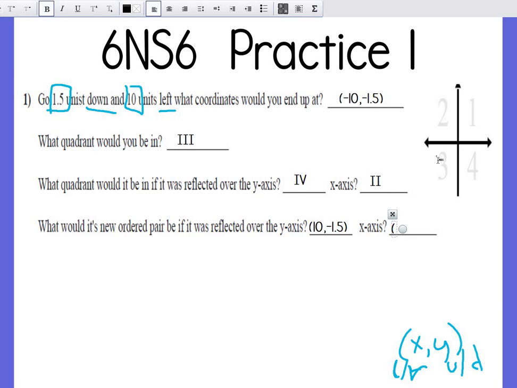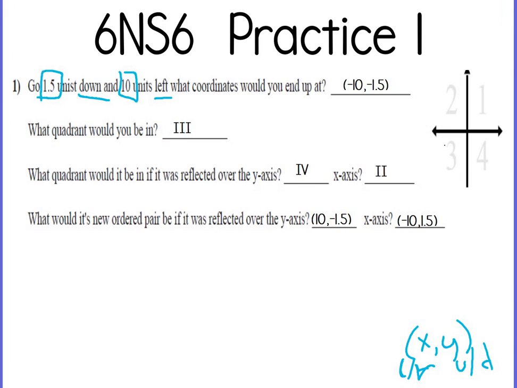And same thing for the x-axis. So when I reflected it, it went up. So my 10 stayed negative because I didn't move to the right, but my 1.5 turned positive. So again, when you're reflecting, whatever axis you reflect over, it's the opposite coordinate that changes signs.